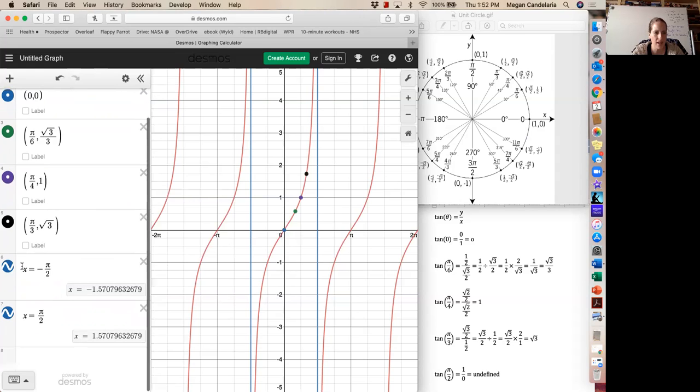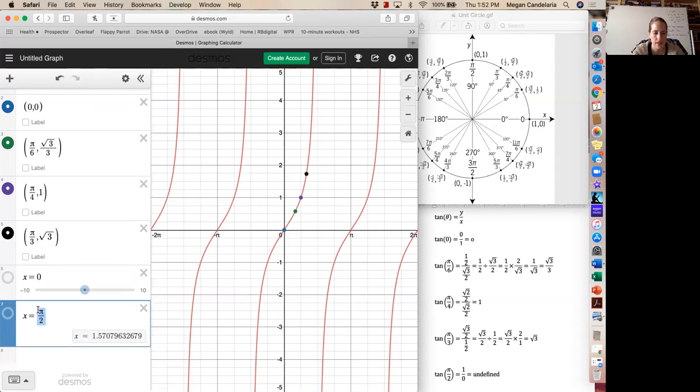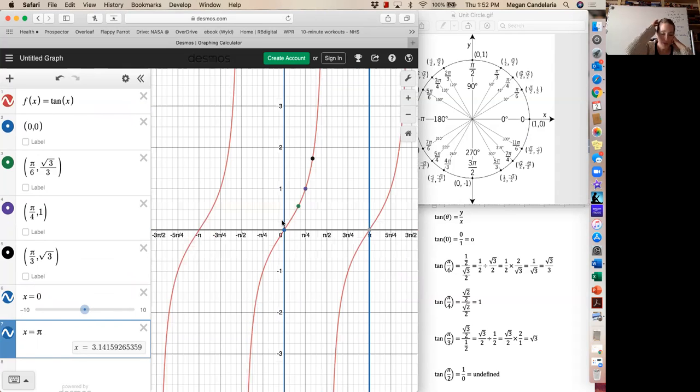Another way to look at that, if I turn these off, let's look at from 0 to pi, because that should also give us one period of our tangent function. Now it looks a little weird, but remember that a period is just one complete cycle of this graph.